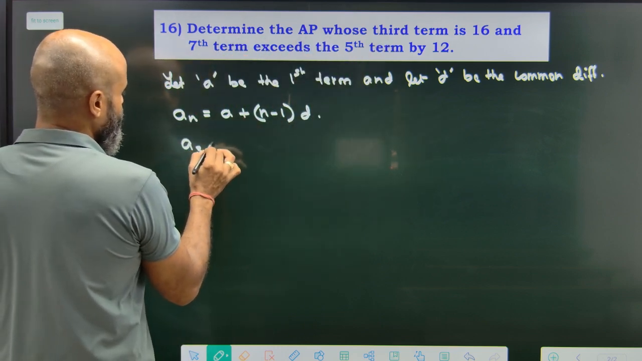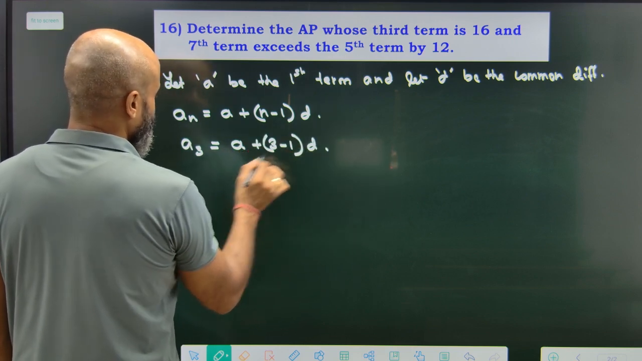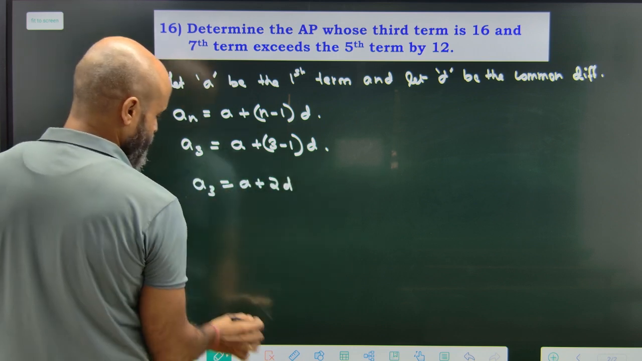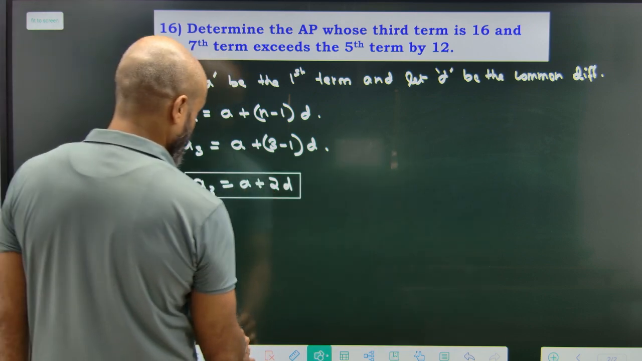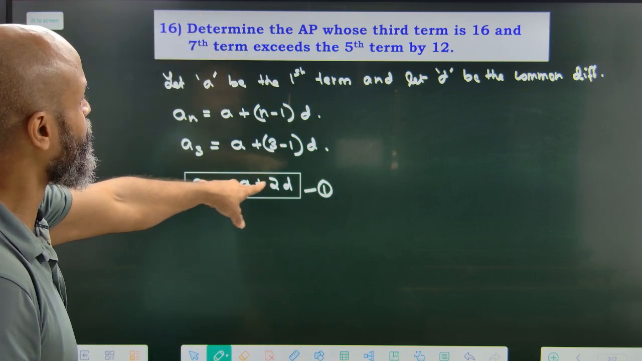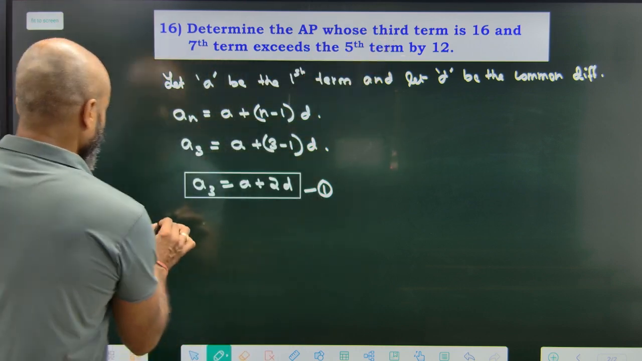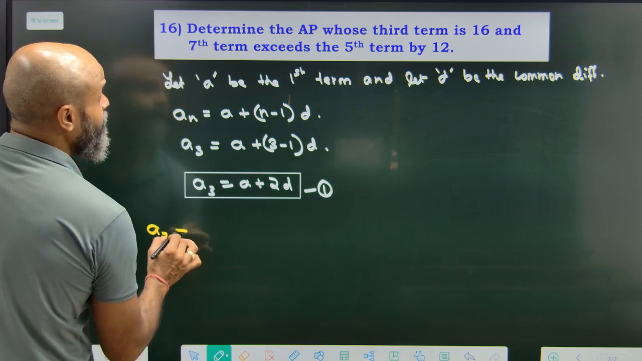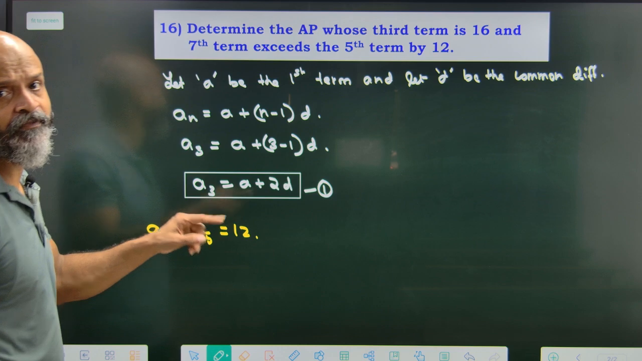So A3 is equal to A plus 3 minus 1 into D. That gives you how much? A plus 2D. So A3 is equal to A plus 2D. So that's basically a plus 2d. This becomes your equation number 1. Okay. Determine the AP whose third term is 16 and the seventh term exceeds the fifth term. So here we have the seventh term exceeding the fifth term by 12.